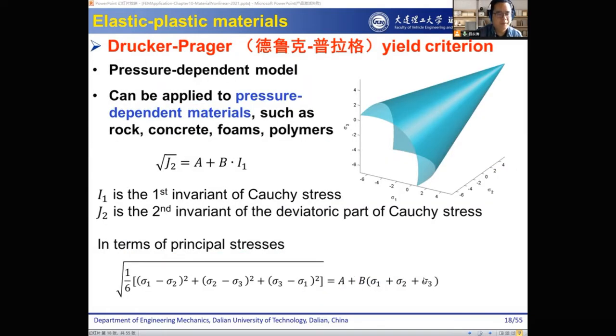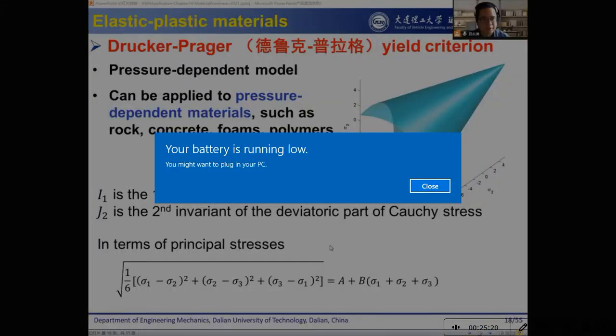And then the third type is the Drucker-Prager yield criteria, and this is very different from the previous two yield criteria. This is applied to pressure-dependent materials such as rock, concrete, and foams. And we know rock and concrete are brittle materials. So it's for different types of material, a pressure-dependent model.